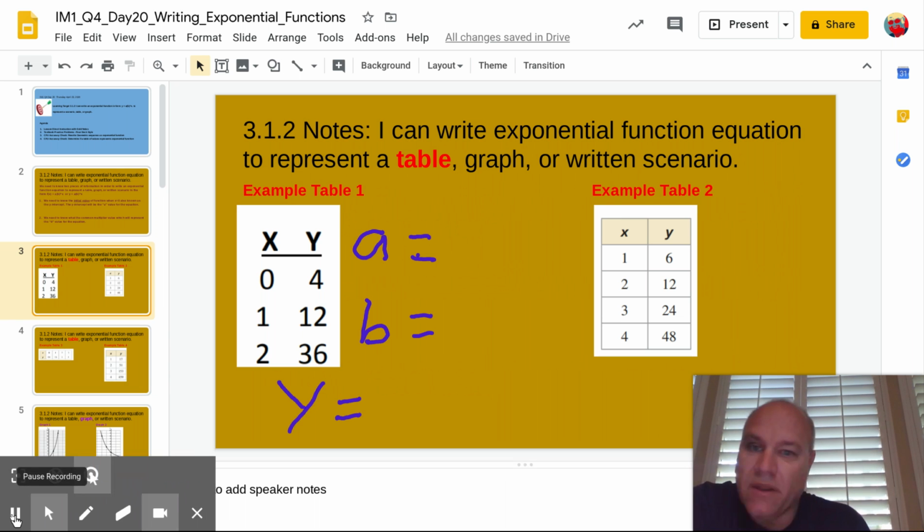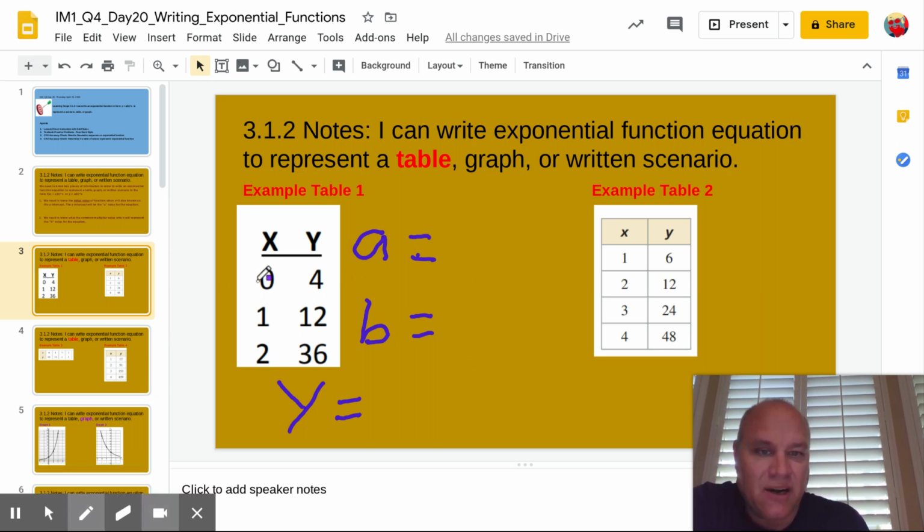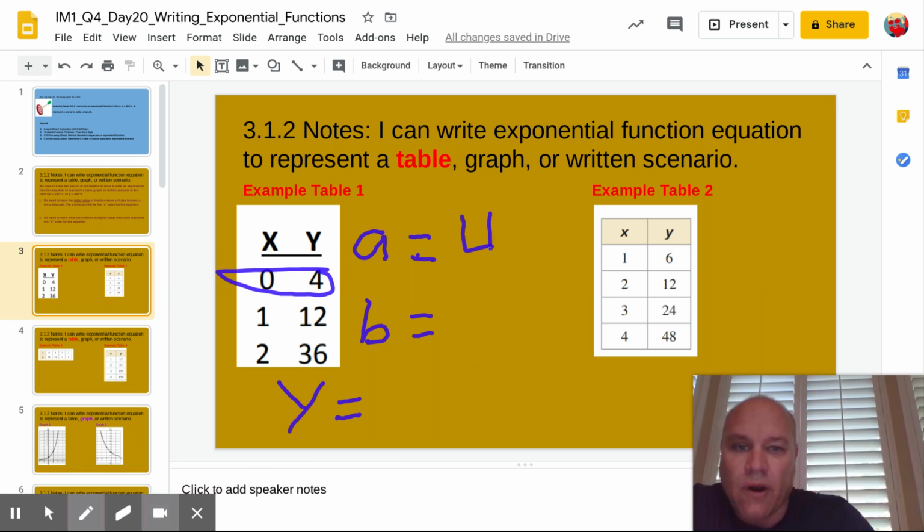Let's begin with tables. Example 1, here's our table. We have an XY table: 0, 4, 1, 12, 2, 36. Let's figure out the a value. In this table it's easy, because they give us when x is 0, so they give us the y-intercept. The y-intercept is right here, so our a value is going to be 4.